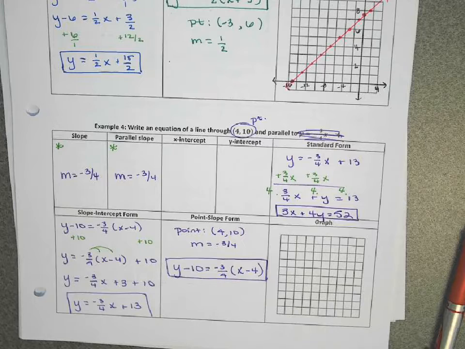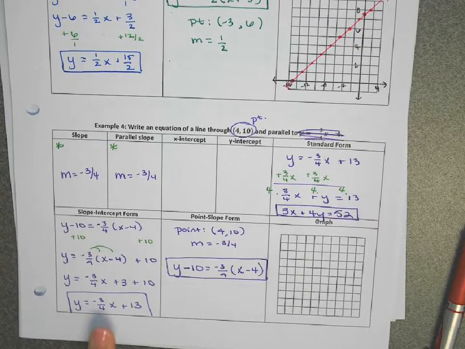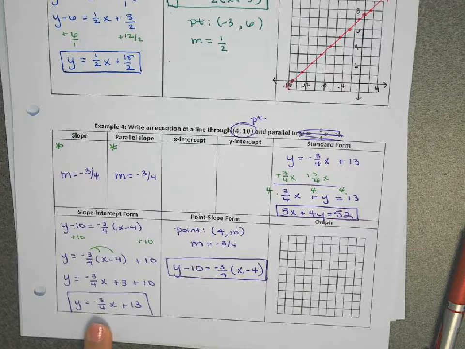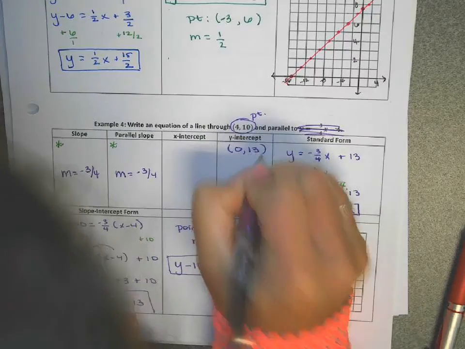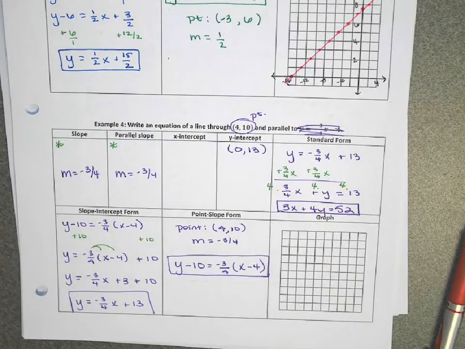Okay. Then what? I would find my intercepts now. I'd find one of my intercepts by using slope-intercept form. What intercept is written in slope-intercept form? The y-intercept. So your y-intercept should be at (0, 13). So we should be able to see that one. But maybe you wanted to use standard form to find it. You could have done that too.